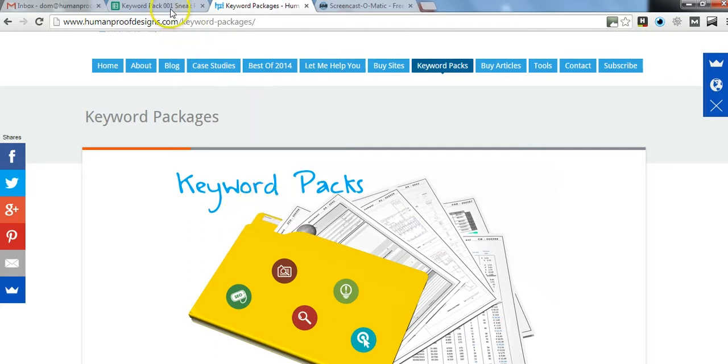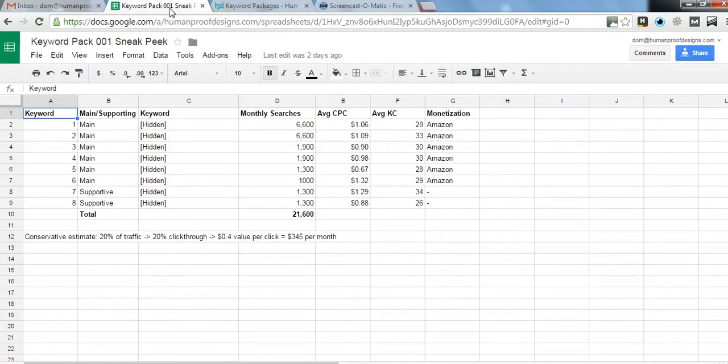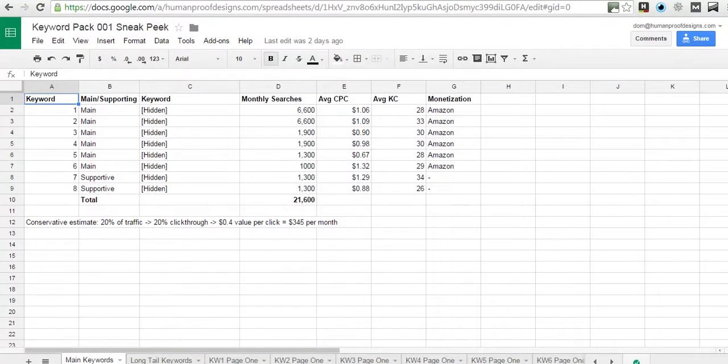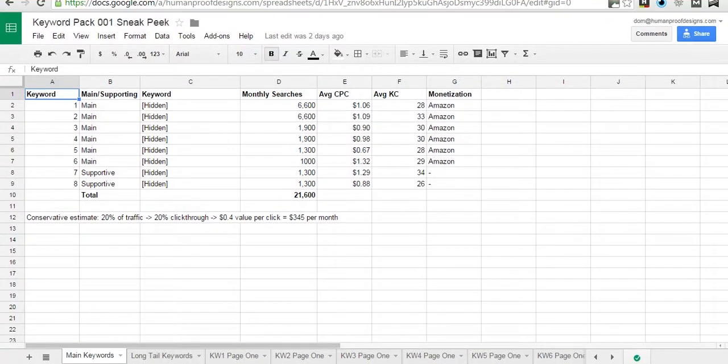Okay, so here is a sneak peek version of the first keyword pack. I've hidden the keywords because I want to keep it exclusive. So I'm just going to give you an example of what it looks like. Okay, I'll just drag the screen down here so you can see the different tabs that we have for you.